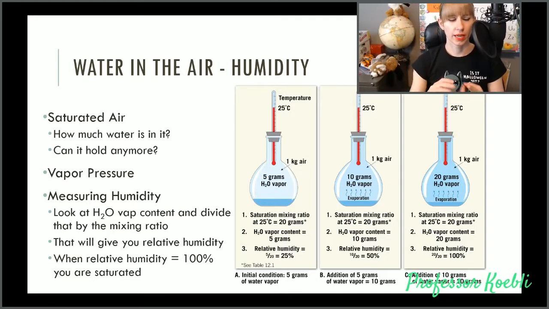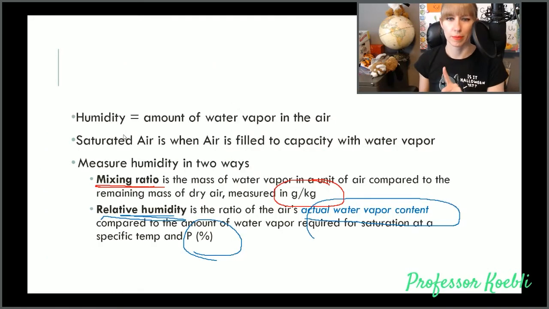And we're going to talk again also about vapor pressure, how we measure humidity by looking at water vapor content. So let's say you divide it by the mixing ratio. In that case, you will have relative humidity. And when your relative humidity is 100%, you have a saturated amount of air. Remember, humidity is the amount of water vapor in the air. Saturated air is when your air is filled to capacity. You cannot take any more water into the air itself. The atmosphere is full.